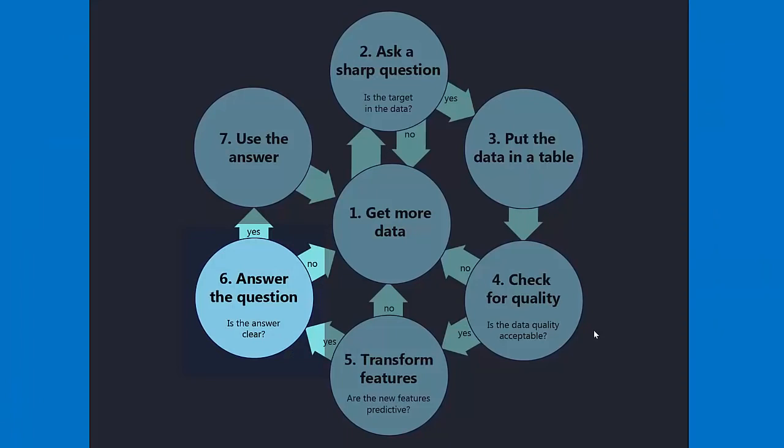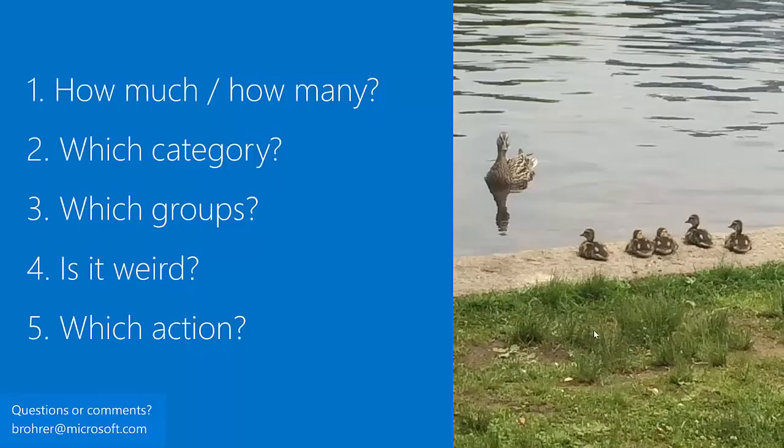Now, you've taken your data, you've asked a sharp question, put it in a table, checked it, it's high quality, you've done your feature engineering, and now you're ready to answer your question. And what you're looking for is whether that answer is clear, whether it lets you do what you want to do. This is where machine learning comes in. It uses statistics to look at patterns in the past to predict patterns in the future.